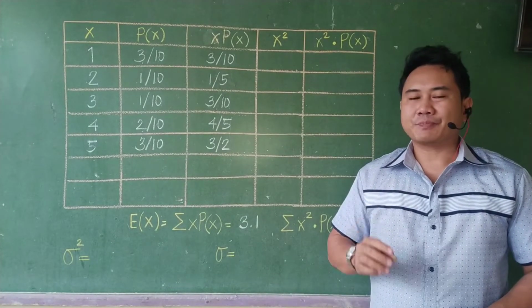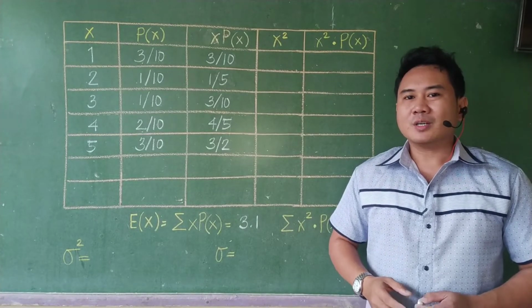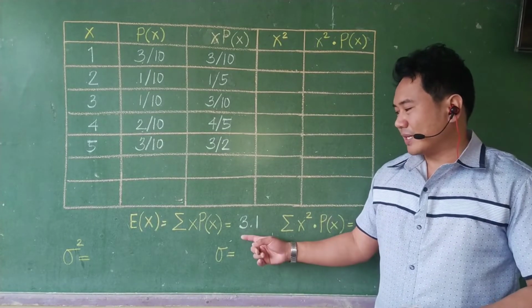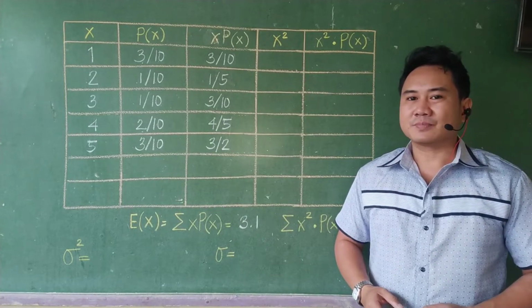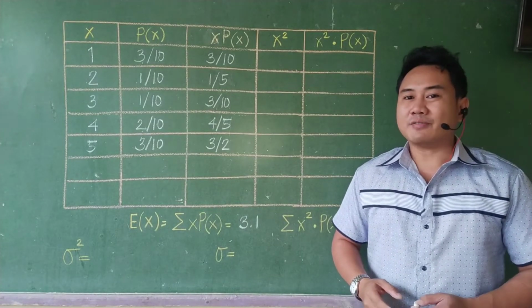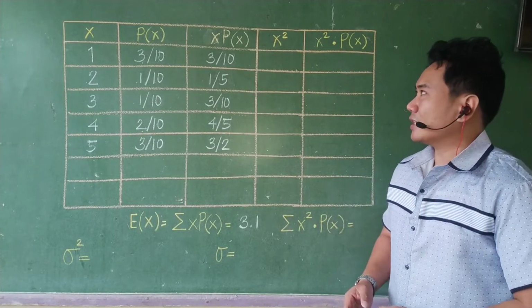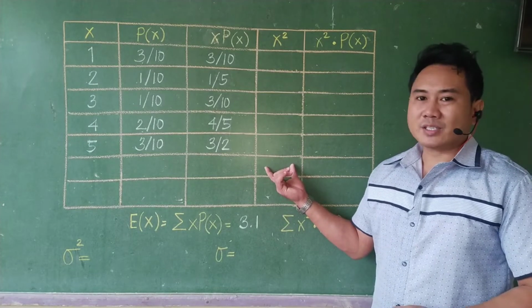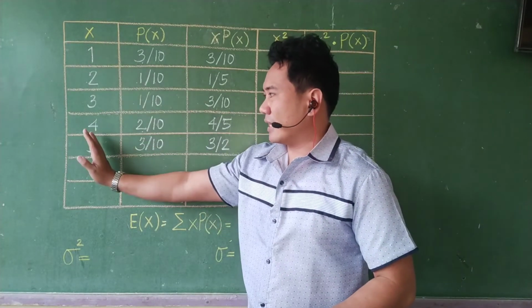Table number 2. After solving for the mean of this distribution, we arrive at an answer 3.1. 3.1 is the mean. Now, let us solve for the variance and the standard deviation. We are going to start with the column x squared. We are going to get the square of the x values.